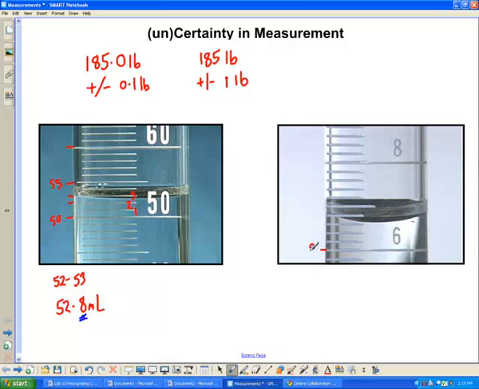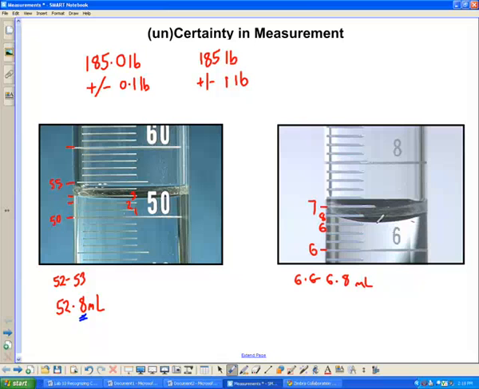Let's get a look at what's going on here. If that's 6 and that's 8 up there, then this must be 7, meaning 6.2, 6.4, 6.6 and 6.8. So therefore my answer is going to be somewhere between 6.6 and 6.8 mils. Okay.